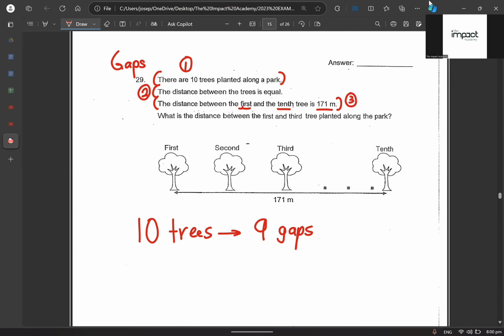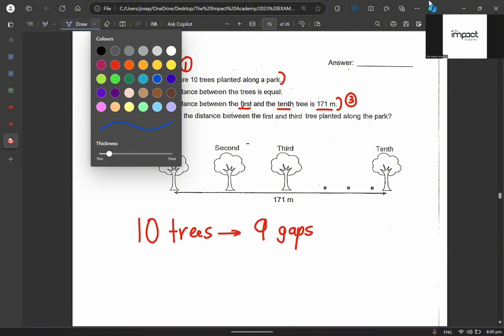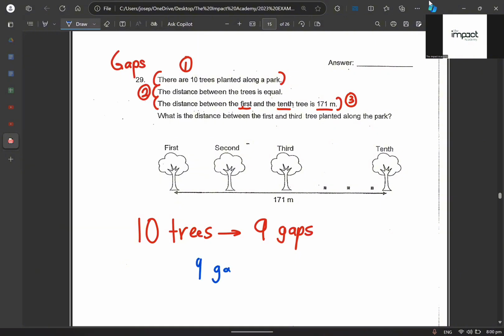All right. So in this situation, what I want to do is I want to say that 9 gaps is actually equals to how much? 171 meters. Am I making sense or not making sense? Are you all listening to me or not listening? Okay. What we want to do is we want to find 1 gap first. Am I making sense or not making sense? Okay, we want to find 1 gap first. So we are going to do 171 divided by what? Divided by 9. Does that make sense to you?